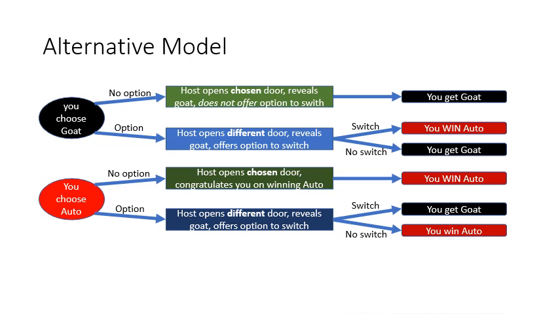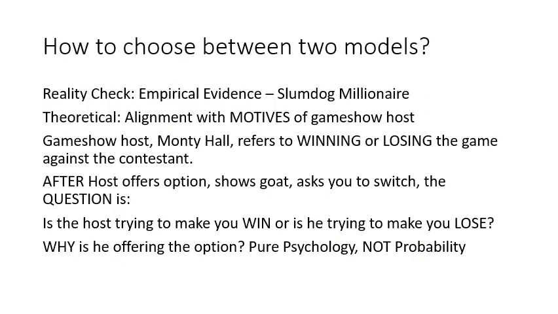So the question is, what should the host do? Well, it depends on what the host wants to do. But in general, the host is playing against the contestant. He wants to force you to lose. So in the first option, he will offer you no option. And when you have chosen the automobile, he will try to psych you into switching the gates. So this is very much aligned with the idea that he will offer you no option if you choose the goat, but he will offer you an option and hope that you make a mistake when you choose the automobile. So there are these 2 models about how we should think about the game.